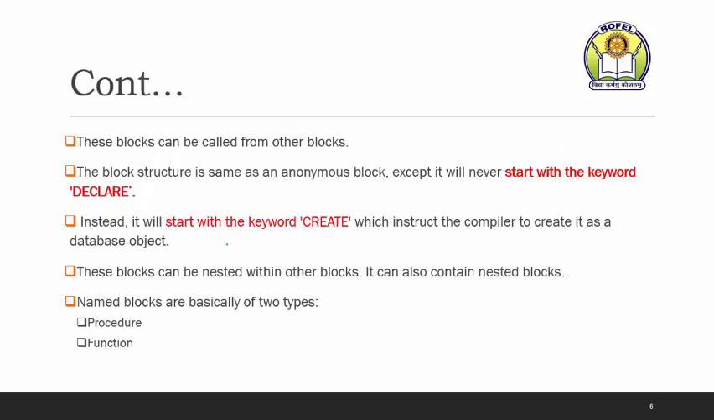Okay. And what is the main advantage of the named block? They give you reusability. Means what? Write once and use multiple times. These blocks can be called from other blocks. That means one named block can be called from another named block, or you can call a named block from an anonymous block. The structure of an anonymous block and a named block is the same, except that the named block never begins with declare. Okay.